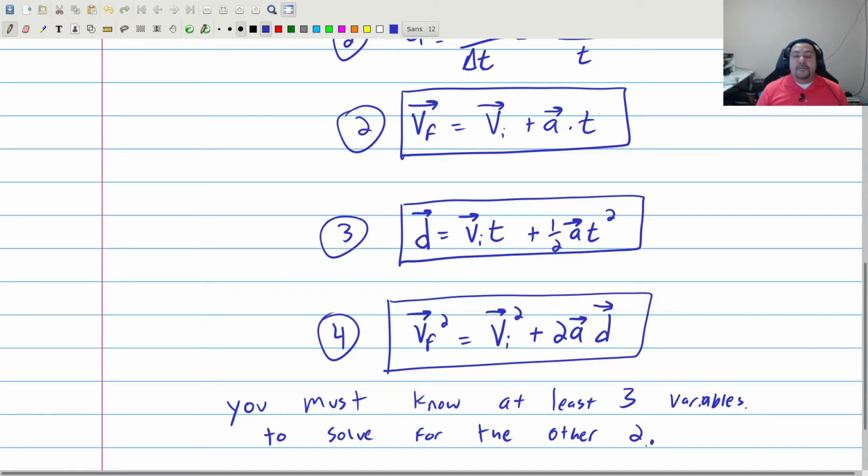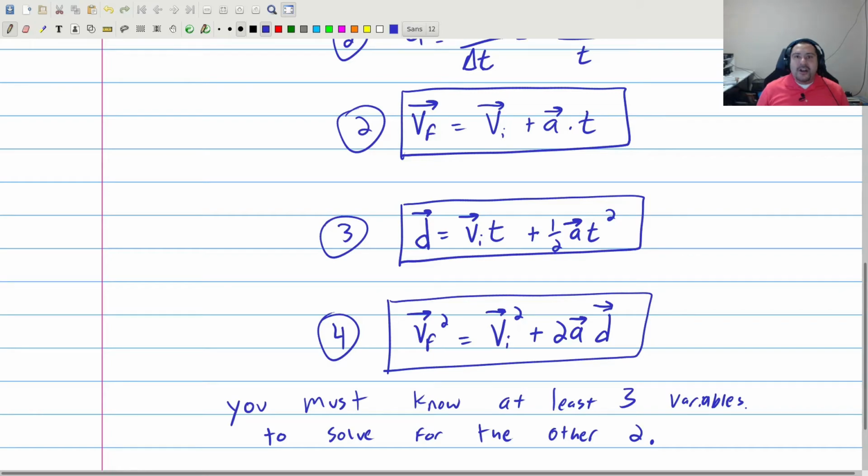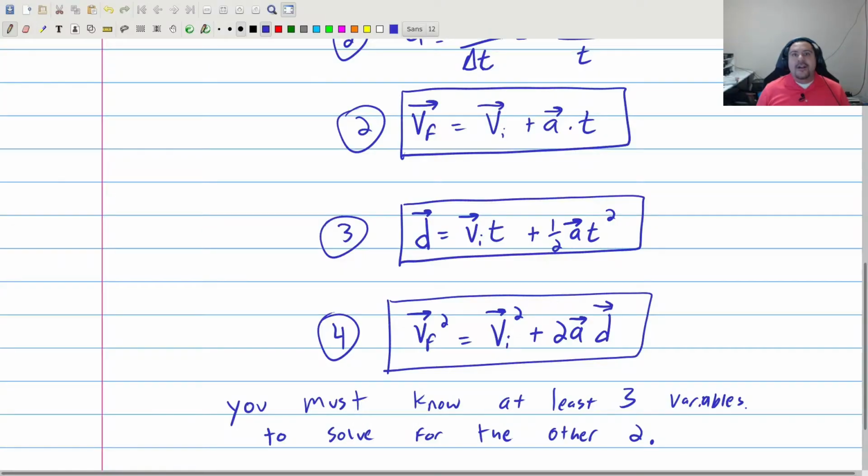Okay, so class, how many kinematic variables are there? 5. And how many kinematic equations? 4. You must know at least 3 in order to find the other 2. Which makes for... surprise, I borrowed that from a colleague over at Flipping Physics. If you want to find out the answer, go check out his page.